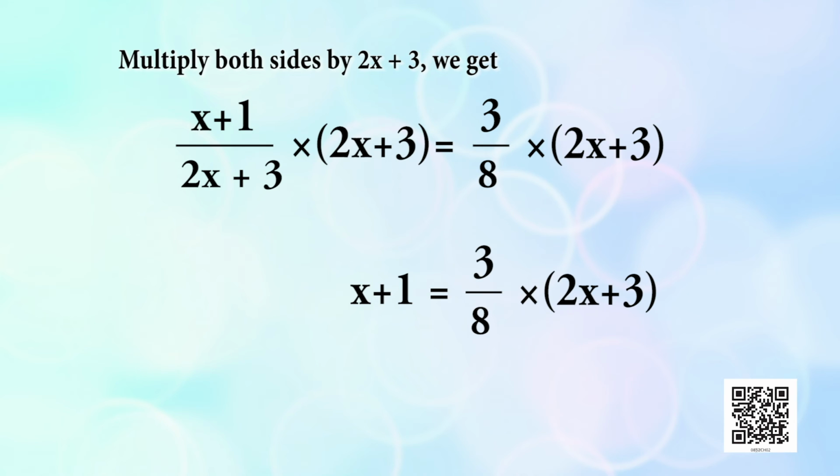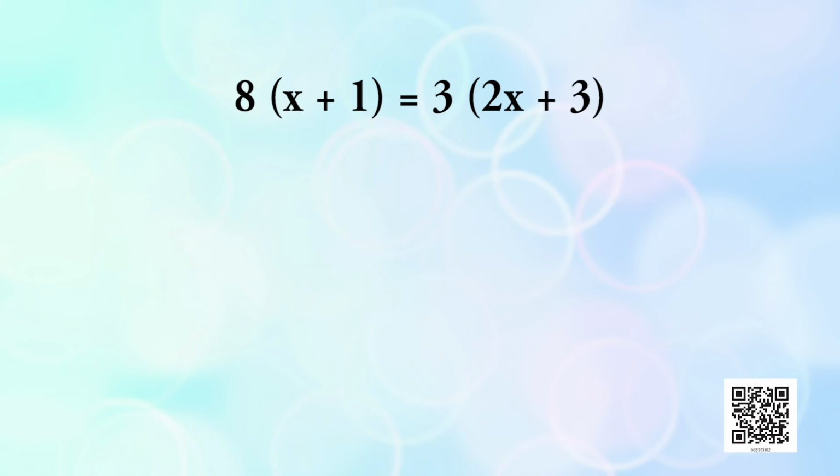We get x + 1 = 3/8 times (2x + 3). Now we have a linear equation which we know how to solve. First multiply both sides by 8. It becomes 8 times (x + 1) = 3 times (2x + 3). That is 8x + 8 = 6x + 9.